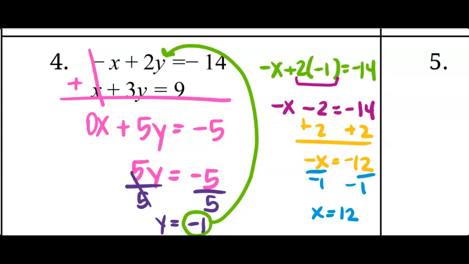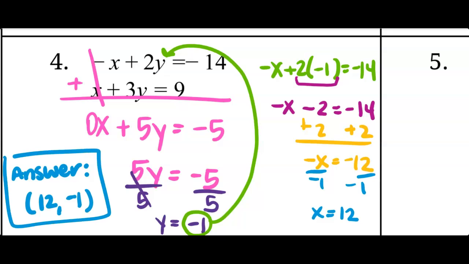We're still talking about systems of equations and lines intersecting. So I know that my answer is now going to be (12, -1), because x comes first. And this is just a consistent system that intersects at one point.